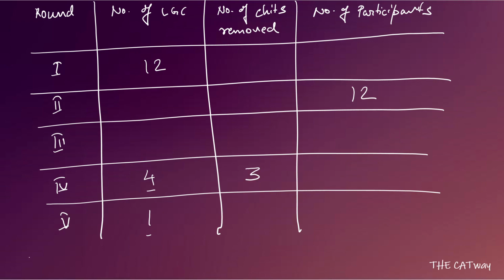Another thing is that four Lucky Guy chits are here, so that means 4 people are going to play round 5. Okay, 4 people are going to play round 5.